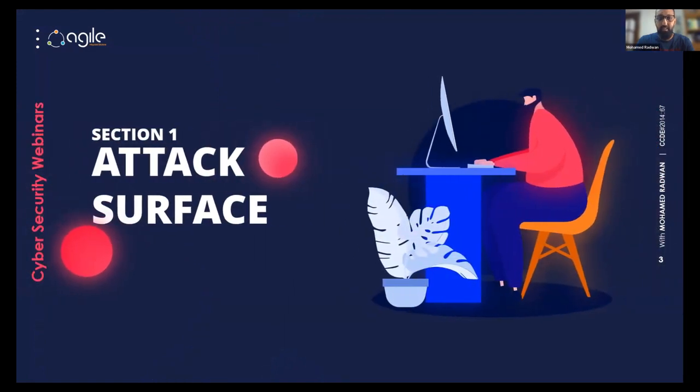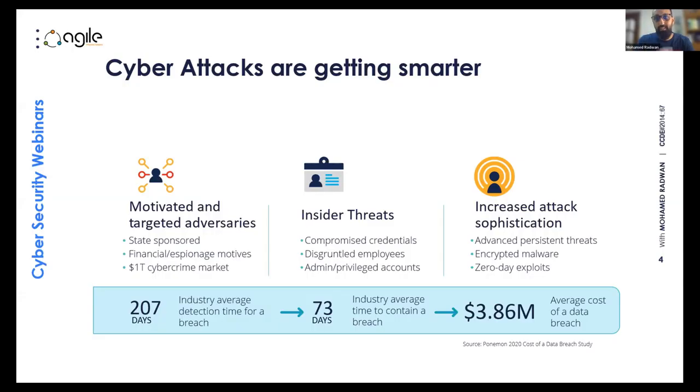Okay, let me start with attack surface. Why did I think about starting a new series about security, and why are many people in the industry and IT talking about security? Security is becoming very smart and getting smarter day by day. And I found this good reference, from 2020, about the cost of a data breach.